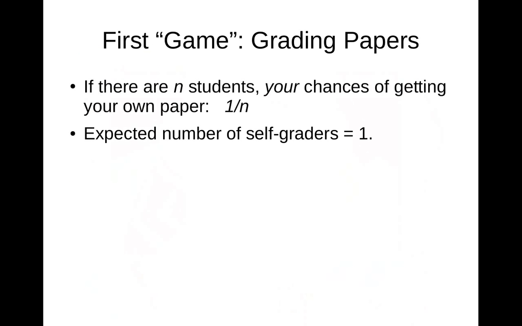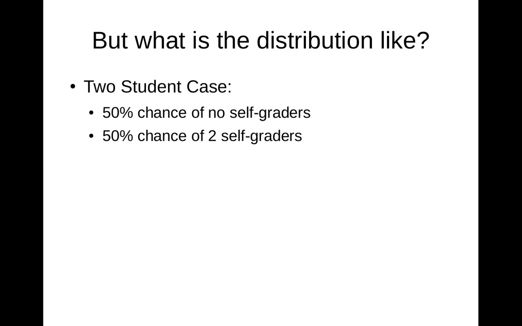Okay. First game, students grading each other's papers. If there are n students, your chances of getting your own paper are 1 over n. From the teacher's perspective, the expected number of self-graders is 1. Maybe what you really want to know is what's the chance that the school bully or the class bully gets your paper, and that's also 1 over n. But what does the distribution look like?